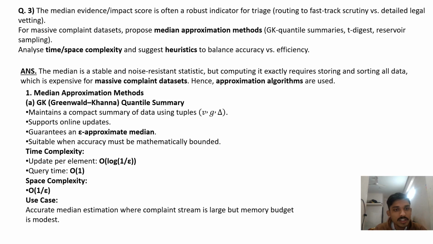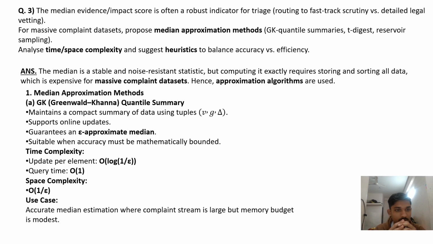So the answer is the median is a stable and noise resistant statistic, but computing it exactly requires storing and sorting all data, which is expensive for massive datasets. Hence, approximation algorithms are used. So the first one is median approximation methods. This question is saying basically that for massive datasets, storing and sorting the data becomes complex, obviously. So we have to use approximation algorithms.